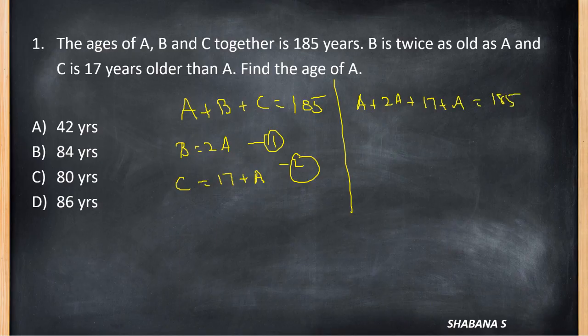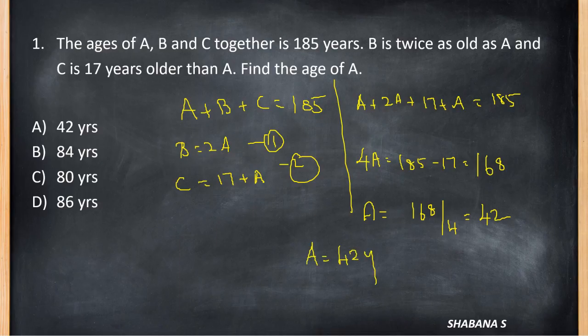And then it is your normal question. So 4A should be equal to 185 minus 17, which is 168. So A will be equal to 168 divided by 4, that gives you 42. So the present age of A is 42 years, which is option A.